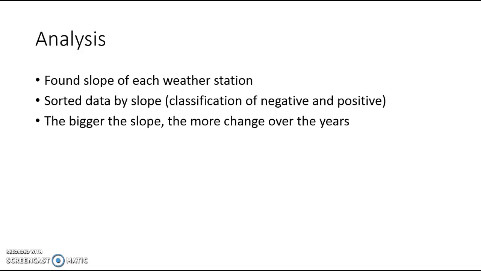Negative slopes have their name in blue, while positive slopes are just white. The larger the slope means the greater change over the years for that particular station.